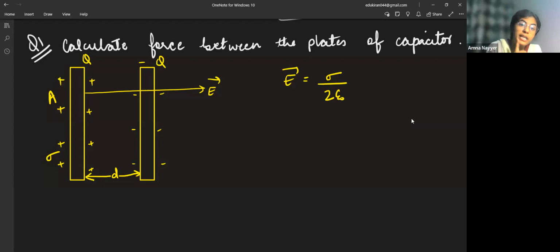If it comes as a derivation, what you have to do, I hope all of you must be knowing it. You have to write it properly. Consider a parallel plate capacitor with surface area A, surface charge density sigma, and the separation between the plates as D. Electric field will be sigma by 2 epsilon naught.